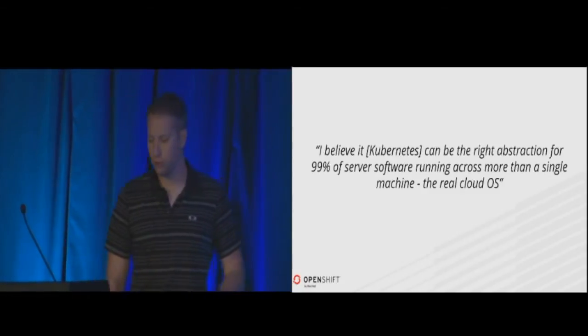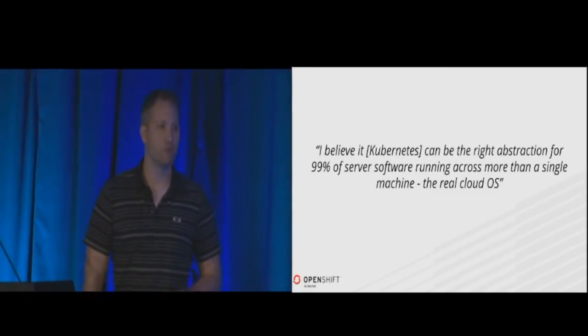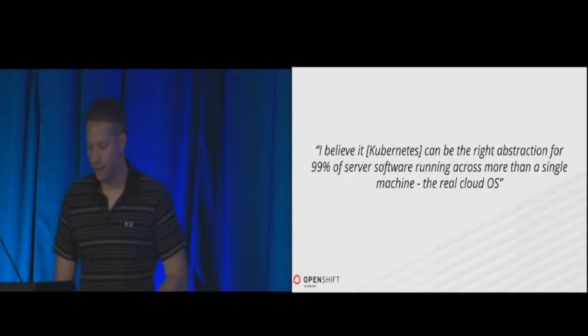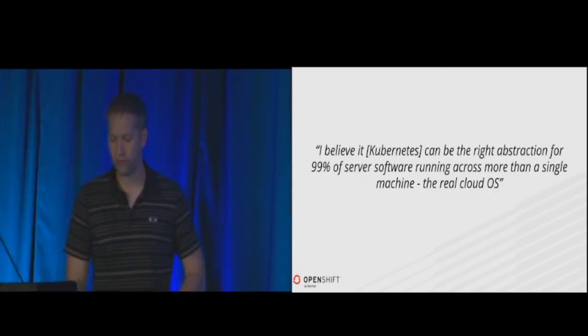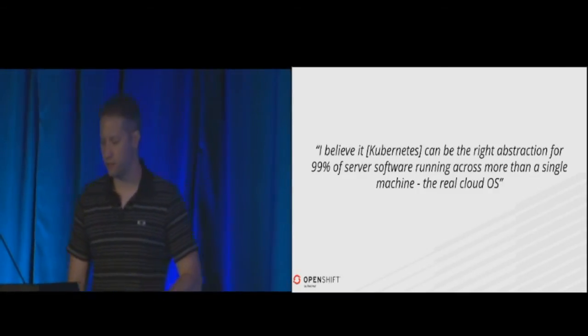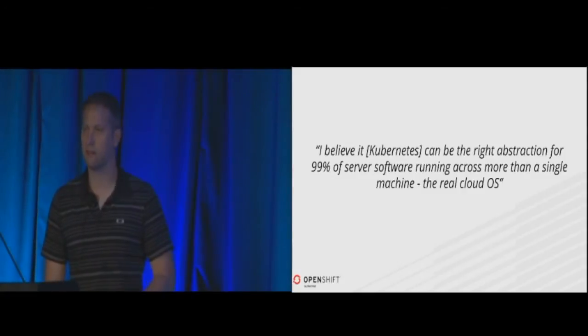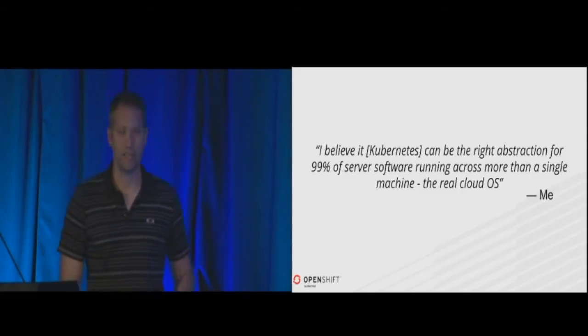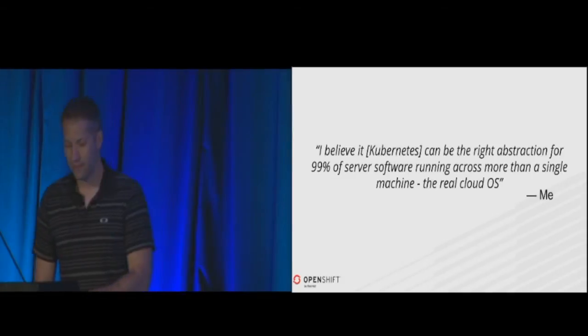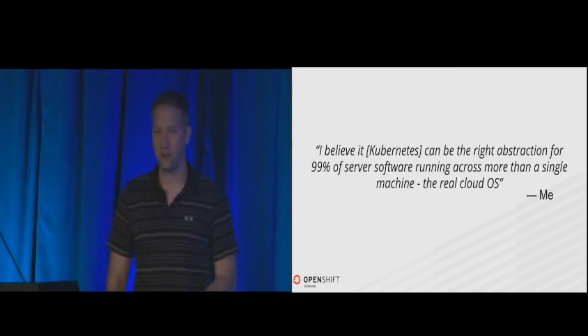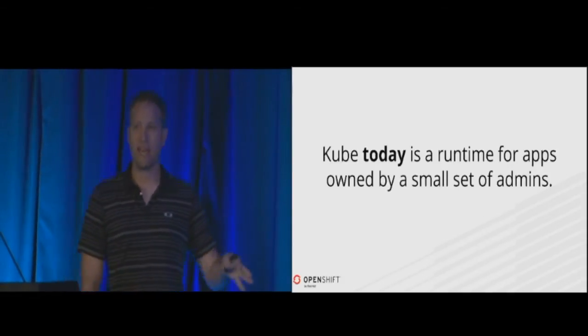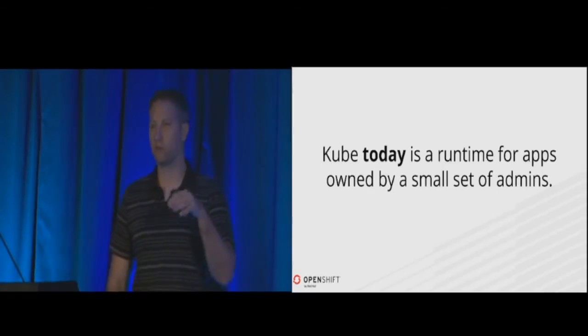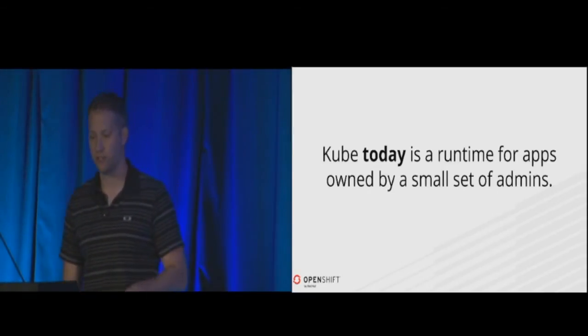So if you've used Kube, you might say, is Kube enough? And there's this really smart guy who had this quote. He says, it'd be the right abstraction for 99% of server software running across more than a single machine, a real cloud OS. That guy was me, because I'm really smart. I needed a quote, and I didn't have anything, so I made one up. Today, Kubernetes, the focus is building the right runtime system for applications.